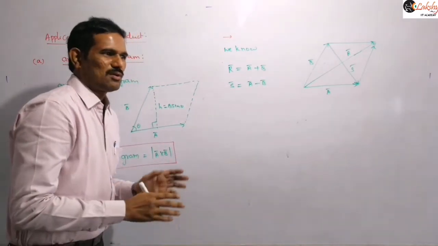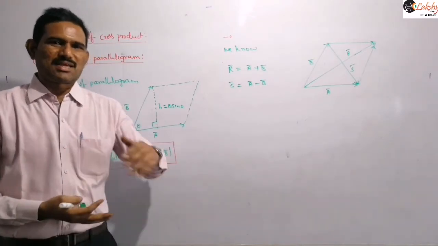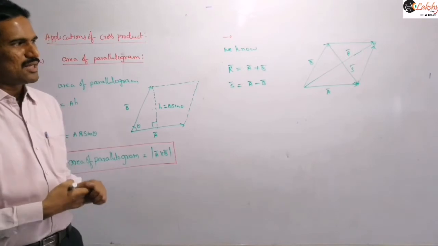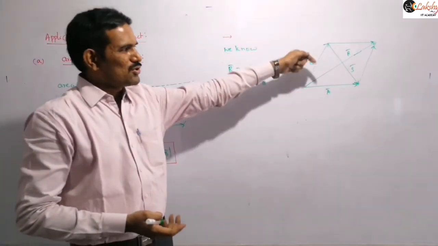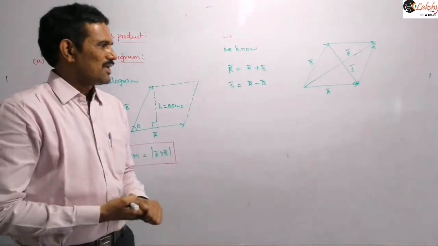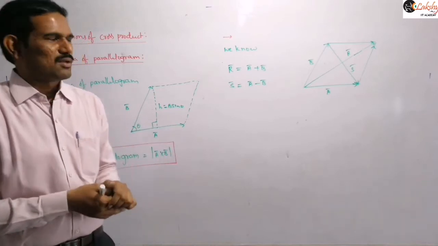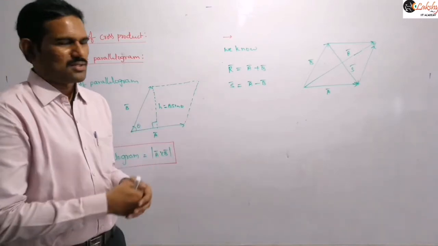You know in parallelograms those two diagonals have different significance. So the longer diagonal will represent the resultant of those two vectors, which is nothing but the addition of those two vectors, and the shorter diagonal will represent the subtraction of those two vectors, A bar minus B bar. So both diagonals have different meanings in that parallelogram, which we discussed already in the parallelogram law.